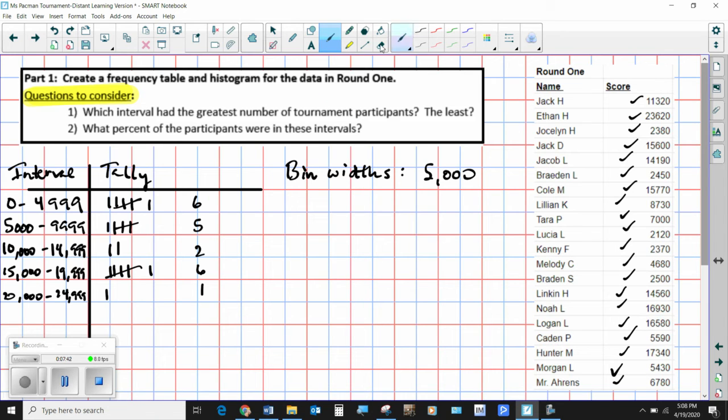So with a histogram, we want to set up kind of like a graph, right? And we want the bin widths to be 5,000. So we're going to have the x-axis of this histogram represent the scores that you could have gotten, and the y-axis is going to be the frequency. Now, the greatest number of people in any given interval is 6, so all we really need to do is make this go all the way up to 6.